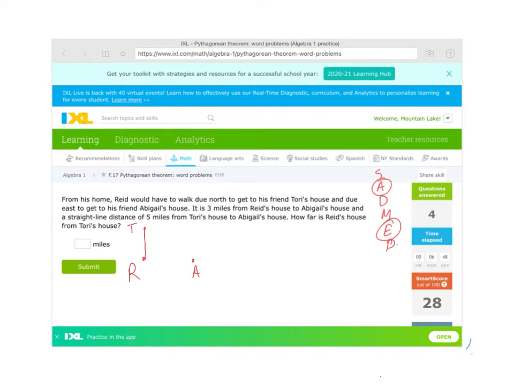So your diagram would be like this, right? So it is 3 miles from Reed's house to Abigail's house. So that is 3. And a straight line distance of 5 miles from Tori's house to Abigail's house. So you get a right angle triangle, and then you can use that to solve for this side. Okay.